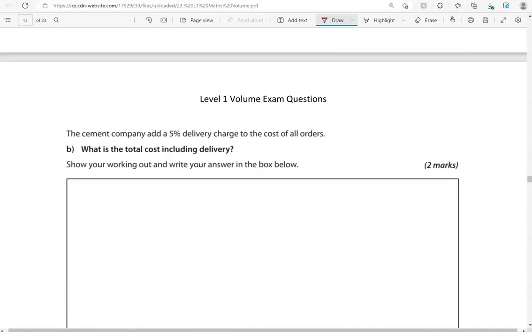The cement company adds a 5% delivery charge to the cost of all orders. What is the total cost including delivery? Show your working out and write the answer in the box below. So £3,100 and 80 pence was the cost that we've just worked out. Now we need to add 5% delivery charge. So we're working out 5% of 3,100.8.